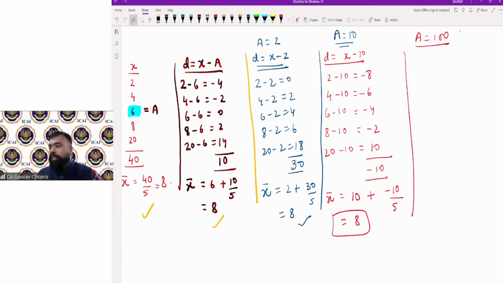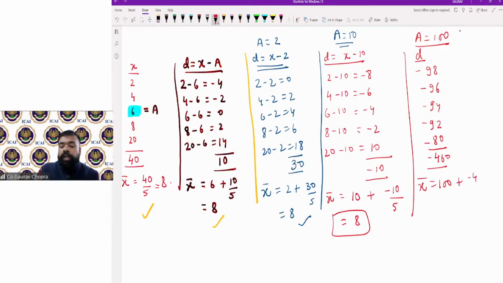So now most of you have given the answer. It will remain same. If you are taking deviation from 100, then 2 minus 100 will give you minus 98, then minus 96, minus 94, minus 92, and then minus 80. So it will give you negative 460. Now x bar is equal to 100 plus minus 460 divided by 5. So again, the result is same. Whatever you assume, there will be no change in arithmetic mean. I think now everyone is clear.